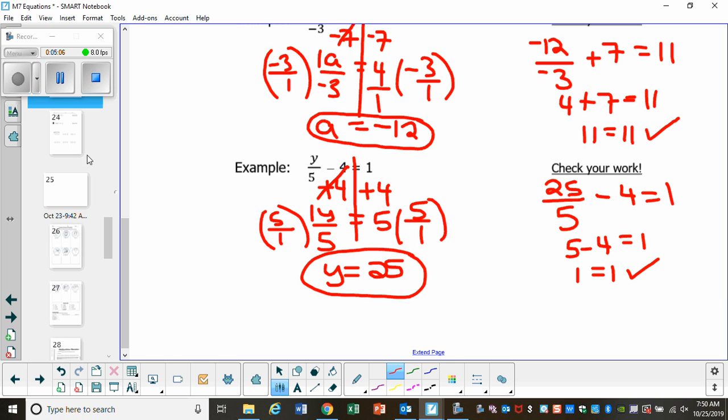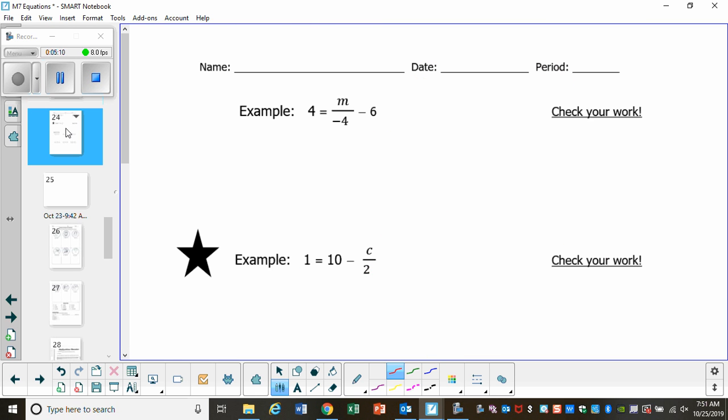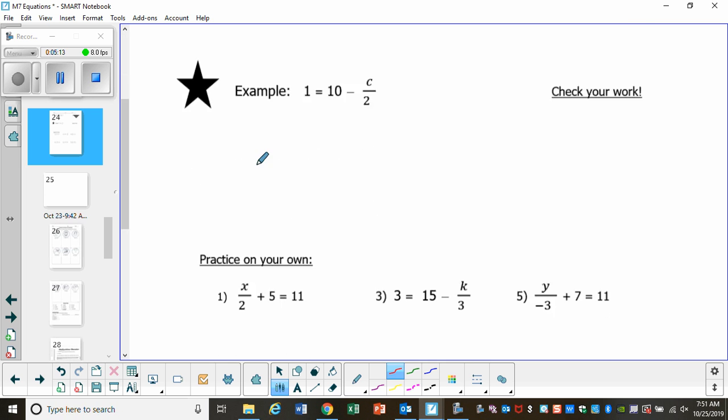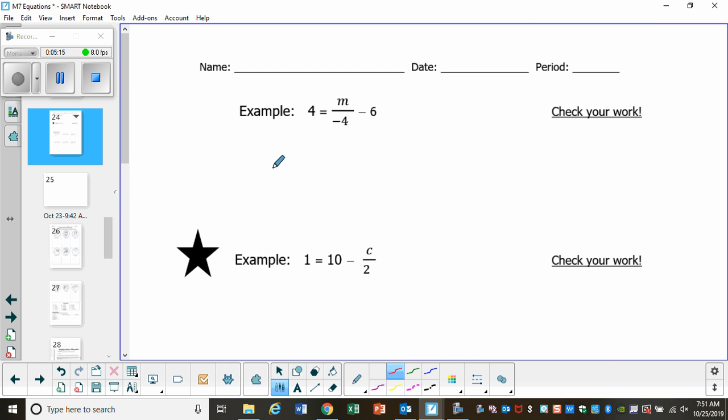Okay? All right, let's go ahead and turn to the second page of the notes. Okay, we've got 2 more examples here to do together. Now, this next example here is a little bit different because the equal sign is on the left side and the constant is on the right side, but the process is still the same.